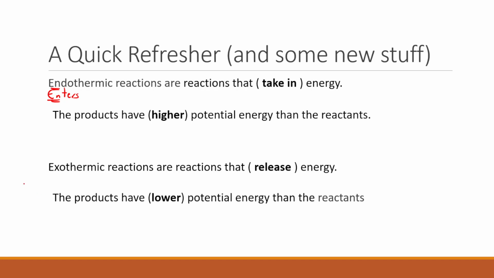On the flip side, an exothermic reaction is a reaction that releases energy, right? Exothermic energy exits. So they're releasing energy. And if that's the case, then the products, the things that we create, are going to have lower or less potential energy than the things that we started with, right? They have released energy, and so their products have lower potential energy.